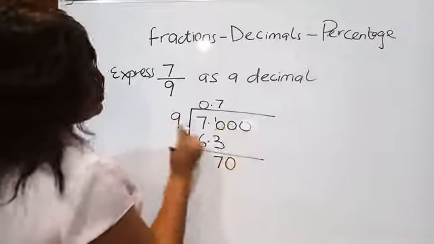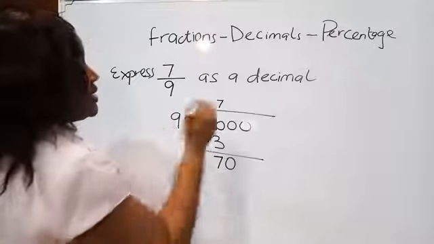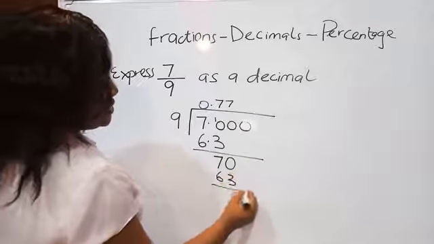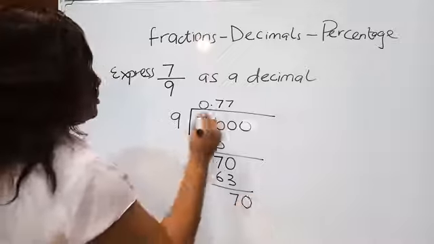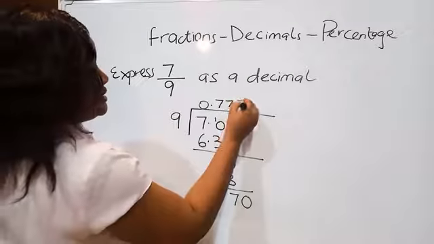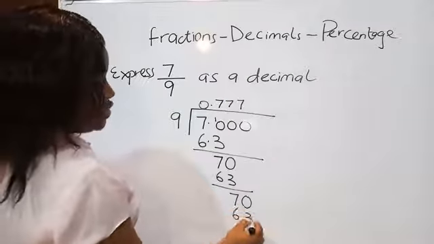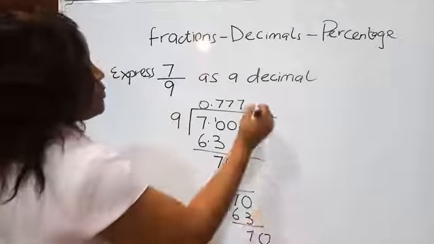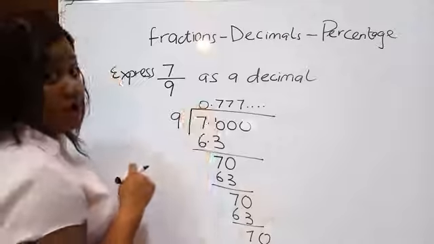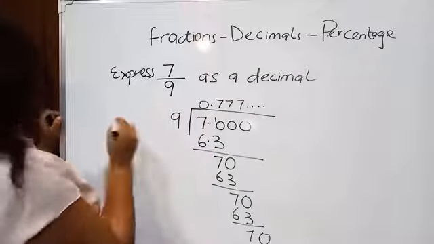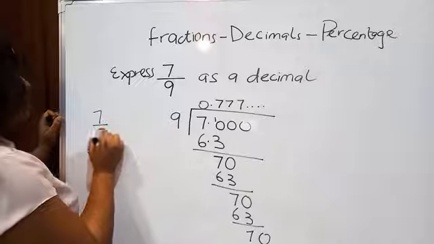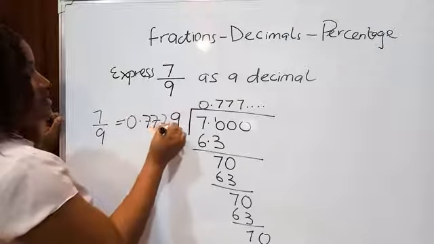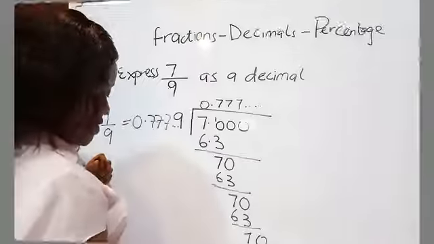Bring down 0. 70 divided by 9, you have 7. 7 times 9, you have 63. Subtract again, you have 7. 0. 70 divided by 9, 7. 63. So you find out that it goes on and on and on. That's why it's called a recurring decimal. So 7 over 9 is equal to 0.777 dot dot dot, and it goes on and on.